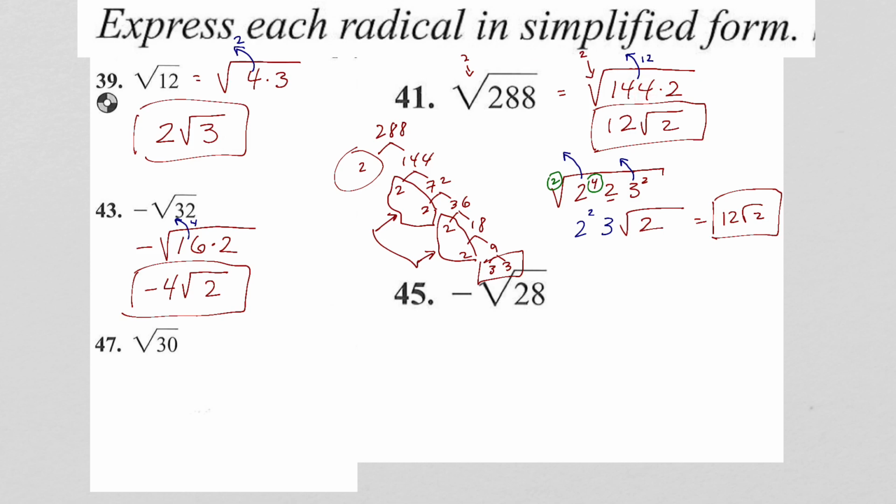But not everybody's going to see that. Okay, number 30, square root of 47 cannot be simplified. So this is just the answer.